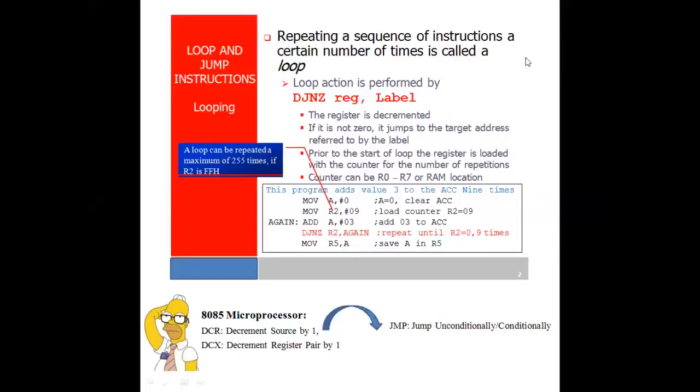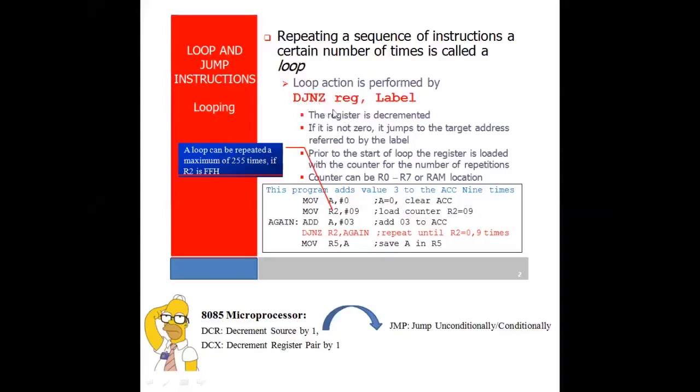Sometimes it is necessary to follow a particular sequence of instructions that will be executed repeatedly. This is known as a loop. The loop action in the 8051 microcontroller is performed by DJNZ, decrement and jump if not equal to 0. This is the format of the DJNZ instruction: DJNZ Rn, label, where Rn is the register.